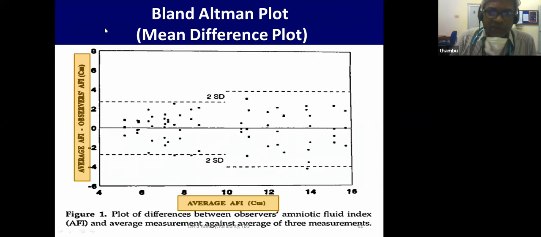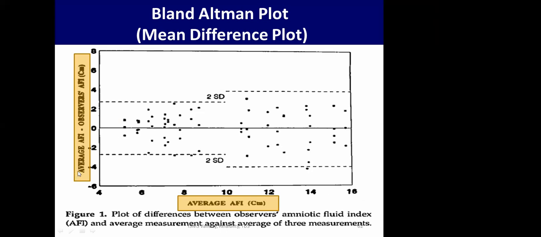They did something called a Bland-Altman plot, mean difference plot. On the x-axis is the average AFI index, amniotic fluid index. So all 3 people, average is put here. The amniotic fluid index could be 4, 6, 8, 10, 12, 14. On the y-axis.